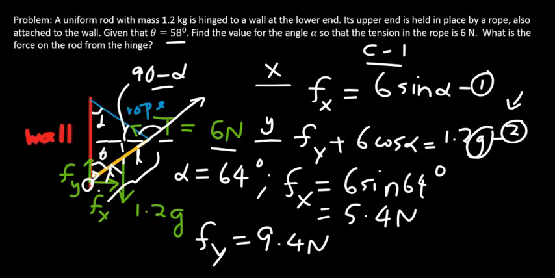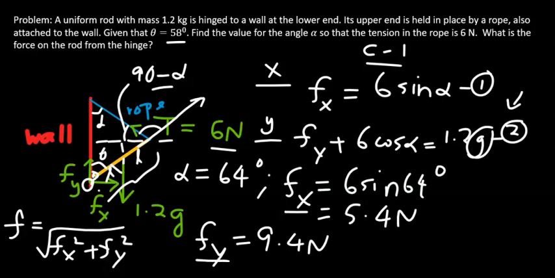9.4 newtons. So the magnitude of the force on the rod from the hinge can be determined using the following equation, like that, using f sub y and f sub x that we have computed. And if you do that, you get about 10.8 Newton of force. That is the hinge exerting on the rod. That solves the problem. Problem 2.